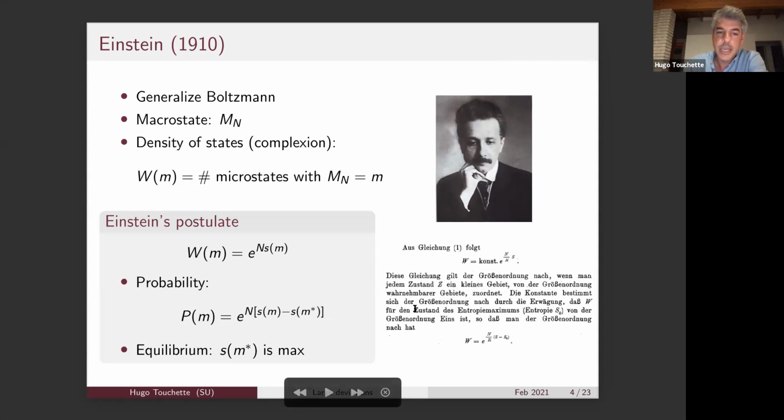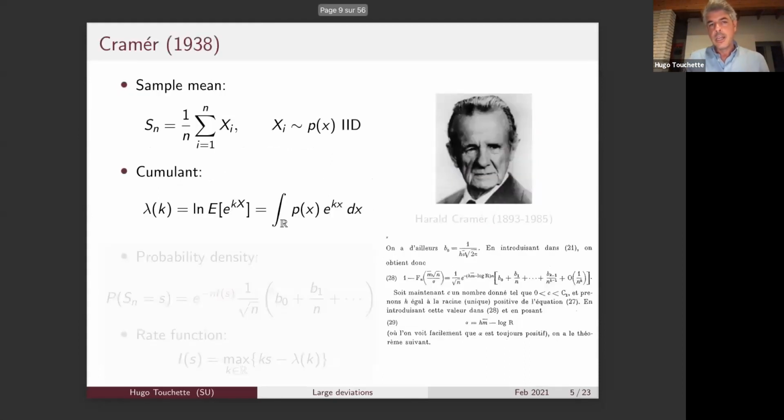So here I'm putting the excerpt from Einstein's paper. This is a very famous paper. And this is another result from 1910, where we write a probability in some exponential form with some scaling parameter, which happens to be the number of particles here. So these are two results that point to something quite general: when you're dealing with probabilities of a large system, probabilities behave exponentially.